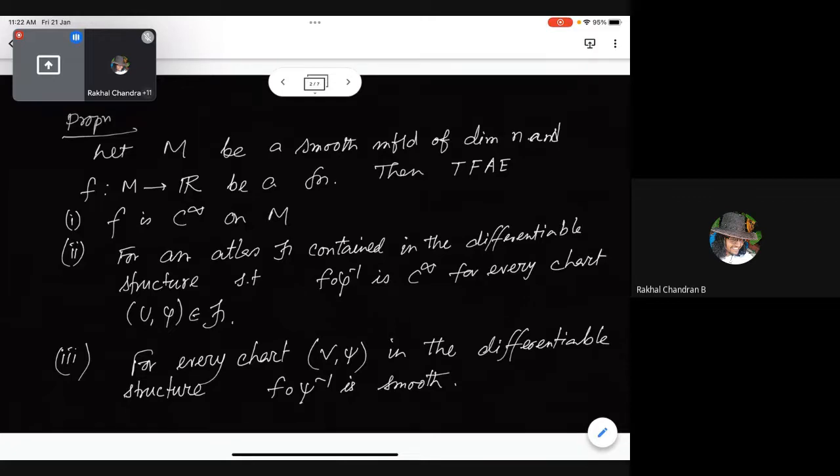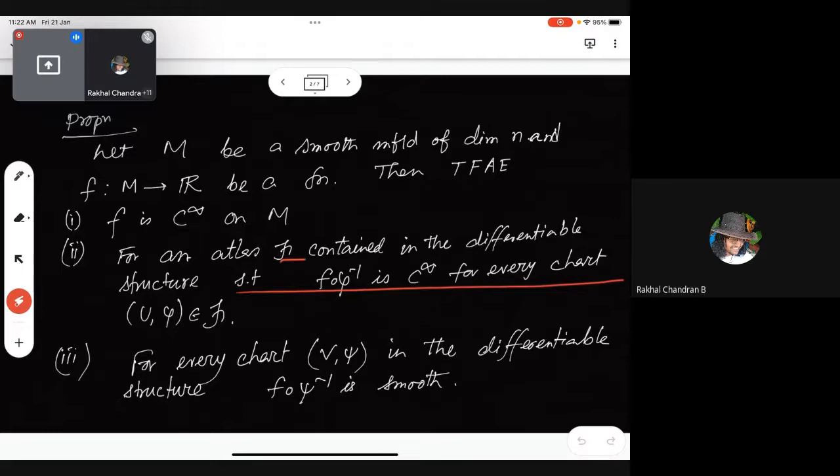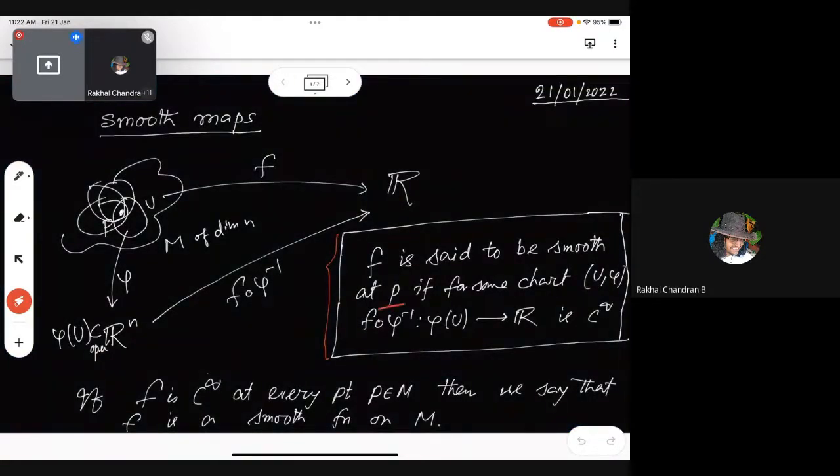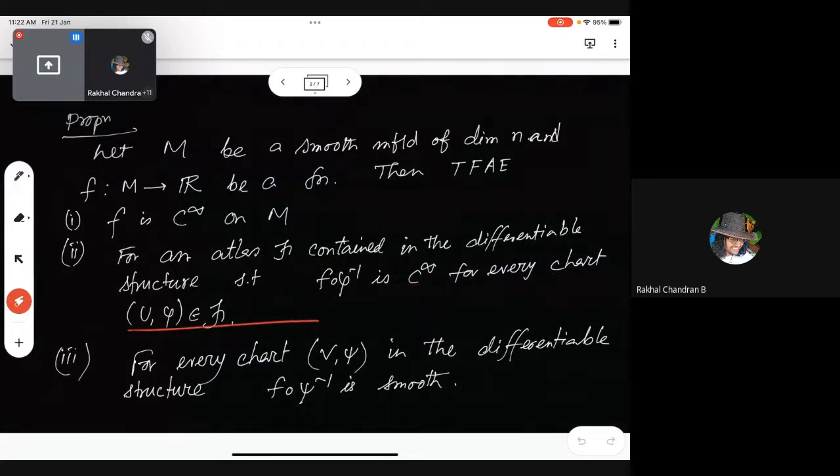What it actually says is that you can consider an atlas instead of looking at everything. Think of it this way. You have a manifold, and around each p you get a chart, right? What I said here is not very different from what I said last time. I keep rewriting, but these are all equivalent. So now let's look at this: for every point there exists one chart in the differentiable structure such that f composed with phi inverse is smooth. Now, can you get me an atlas from there?